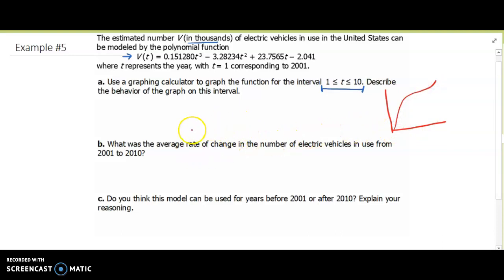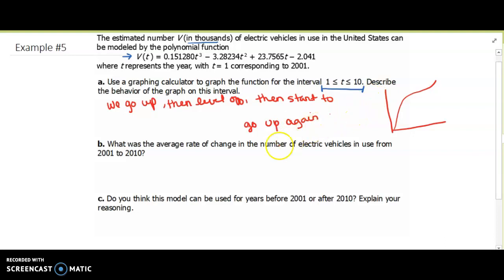Okay, so describe the behavior of the graph. So I would say we go up, then level off, then start to go up again. And once again, that's all in your graphing calculator.